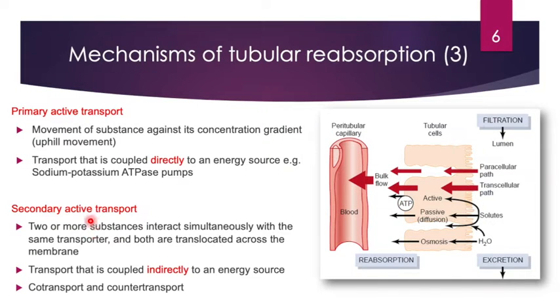In secondary active transport, the energy comes from the primary active transport. There are 2 types of secondary active transport, which are co-transport and counter-transport. For co-transport, the two molecules are translocated in the same direction, whereas for counter-transport, the two molecules are translocated in the opposite direction.